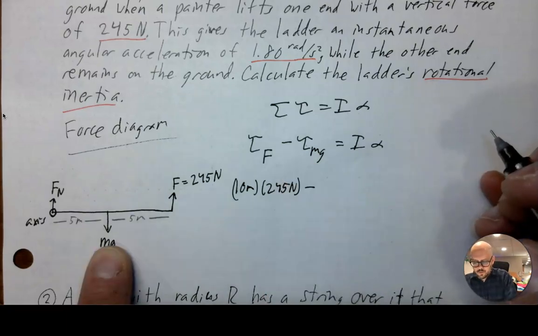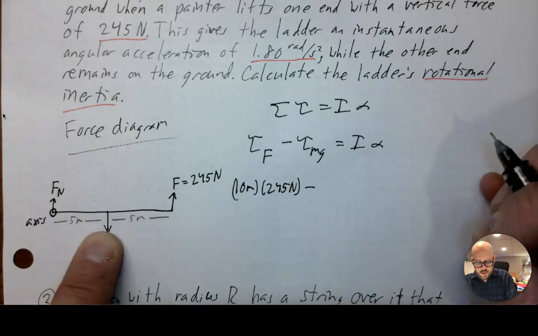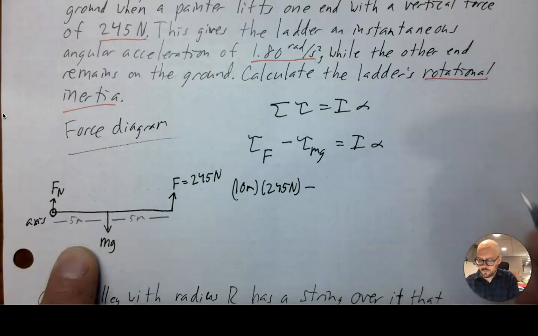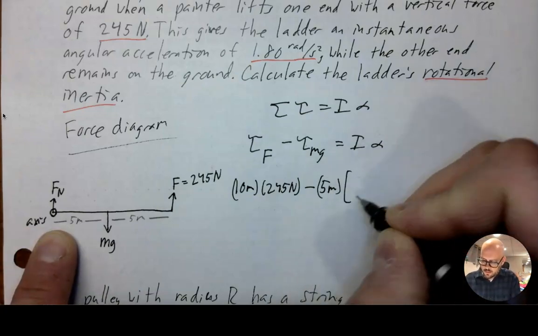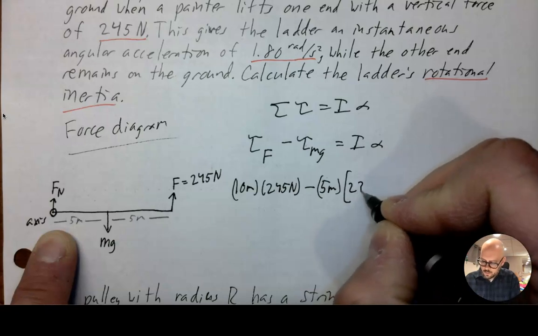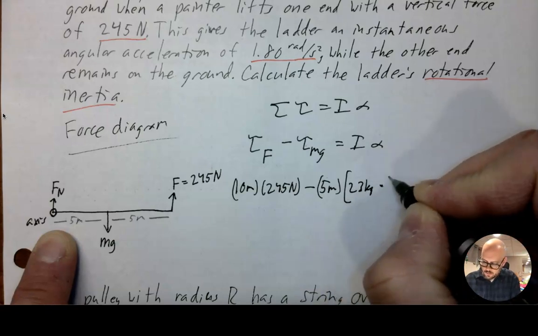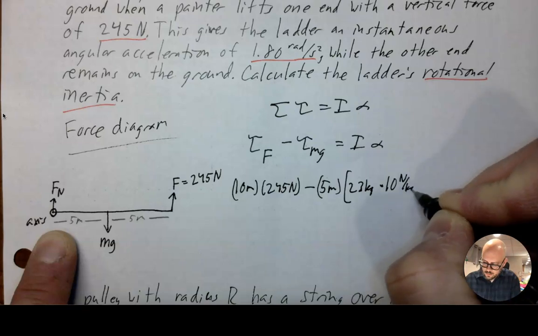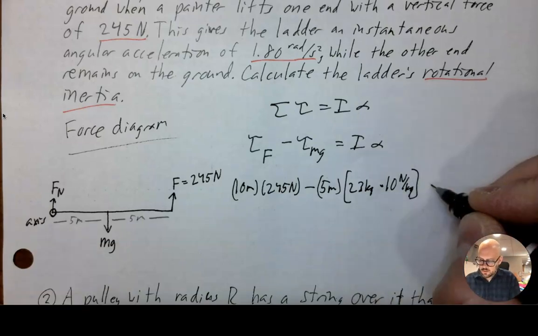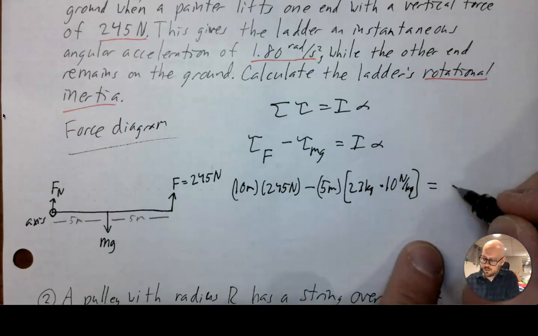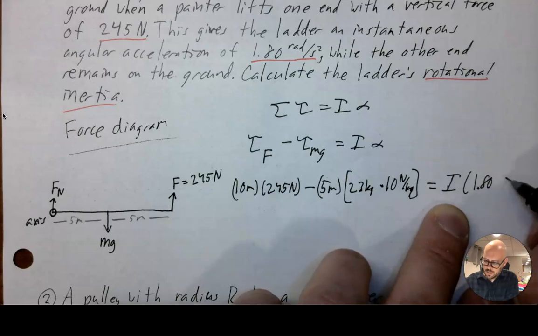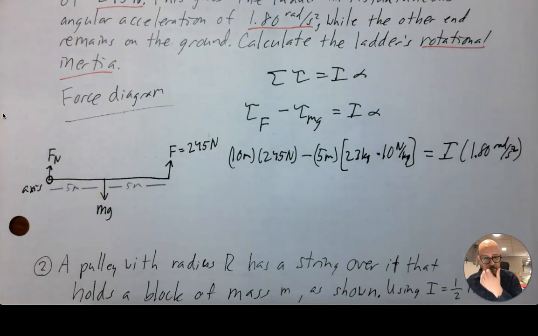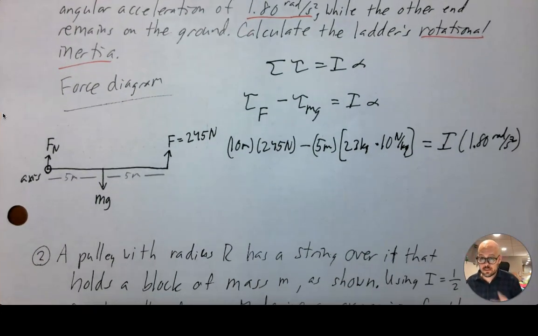The downward torque is due to the force of gravity. Force of gravity is acting at the center of gravity of the ladder, and that's 5 meters away from the axis. And then the mass of the ladder is 23 kilograms, and I'm going to use 10 for g. So those are the two torques, and that's equal to rotational inertia times angular acceleration, so 1.80 radians per second squared.